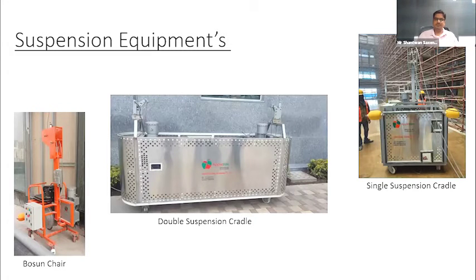These are the suspension equipments which are conventionally used: boss and chair, or the chair hoist, then we have single suspension cradle. These two equipments are used where there is a constraint of parking, let's say some landscaping is coming. In that case, we'll use a boss and chair or the chair hoist, where the facade area which has to be accessed is not much. While the double suspension cradle is used where the facade area is more, and it has to be accessed by two manpower or the cleaners.